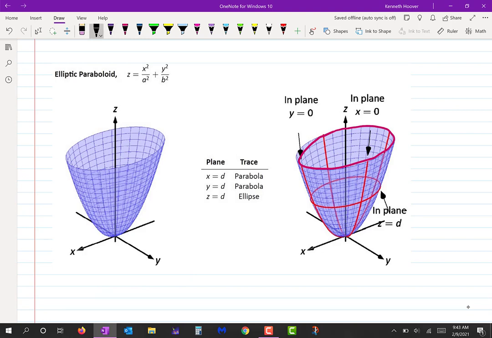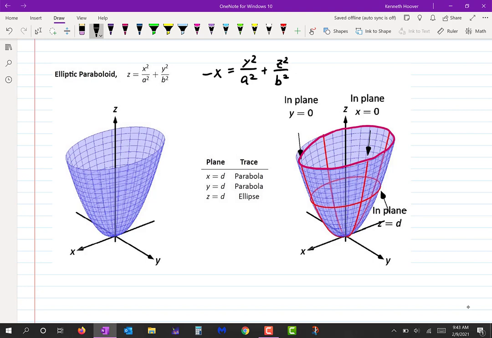You could have an elliptic paraboloid like this: x equals y squared over a number plus z squared over a number. In that case, you're going to have an elliptic paraboloid that opens up along the x-axis. You could have negative x equals y squared over a number plus z squared over a number, and then you'll have an elliptic paraboloid that opens up along the x-axis, pointing backwards instead of forwards.